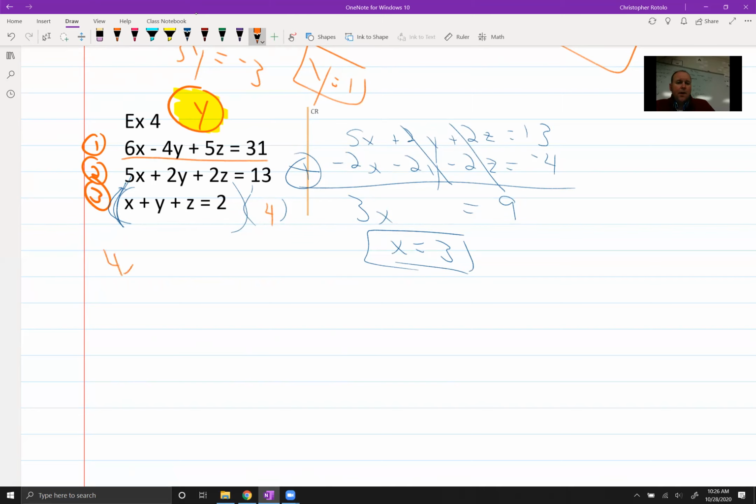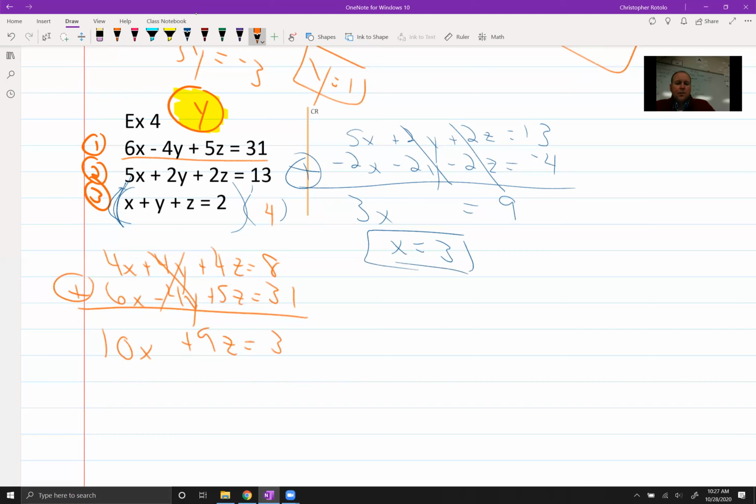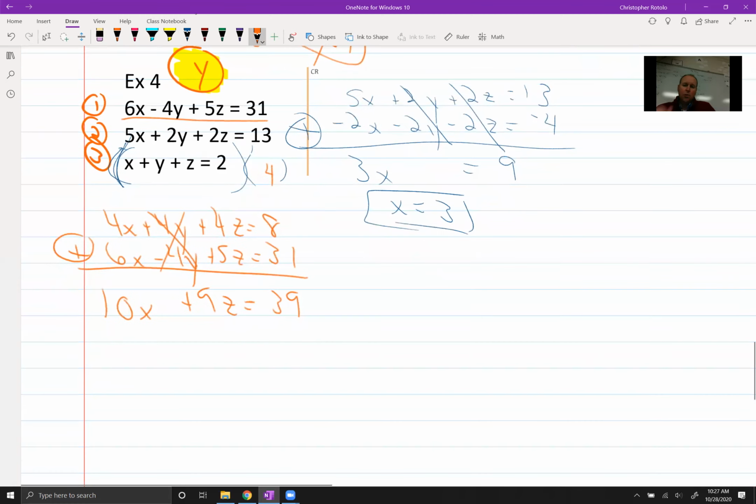So I have 4x plus 4y plus 4z equals 8. And I'm going to bring equation 1 down here, 6x minus 4y plus 5z equals 31. And we are going to add these together. I get 10x. The y's go away. That was our overall goal. Plus 9z equals 39. Now here's the only shortcut we can get based on what happened in the blue ink over here. We know that x is 3. So now it's 10 times 3 plus 9z equals 39.